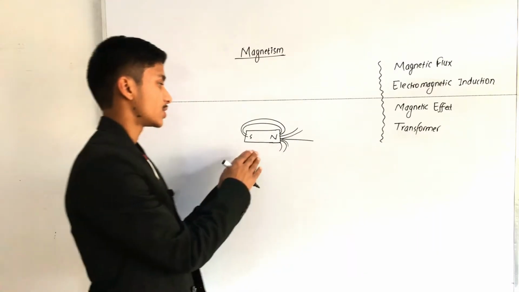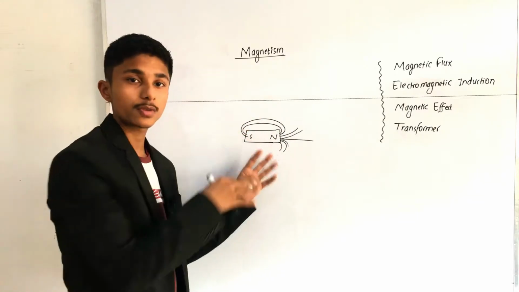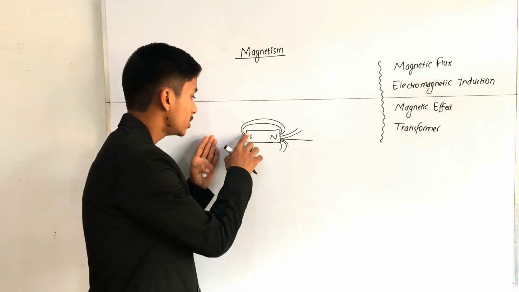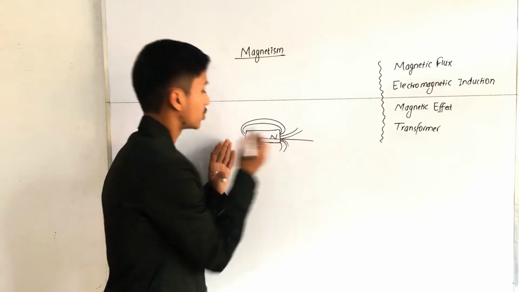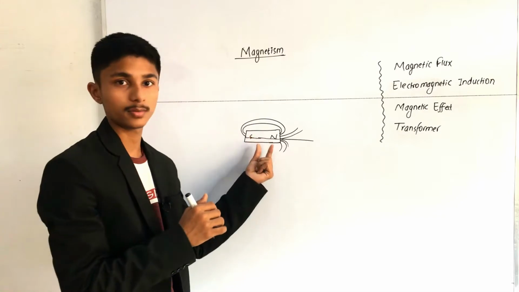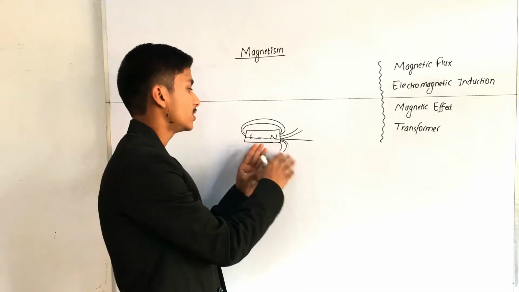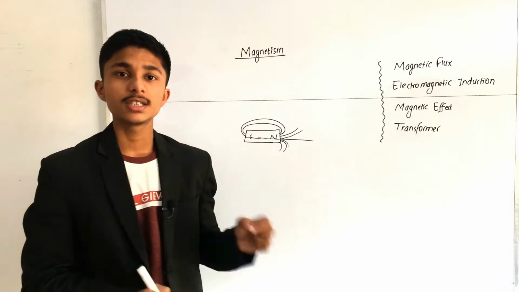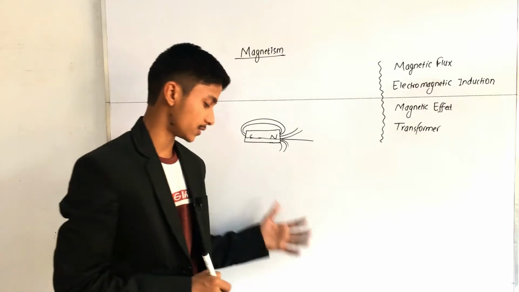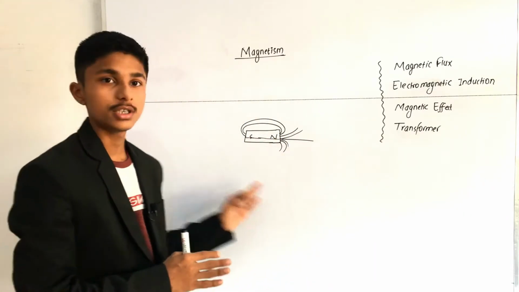And in this process, the magnetic lines of force externally go from north to south and internally they transfer from the south pole to the north pole. Therefore, when changes take place in these magnetic lines, current is induced. Here we are going to study what magnetic flux is.